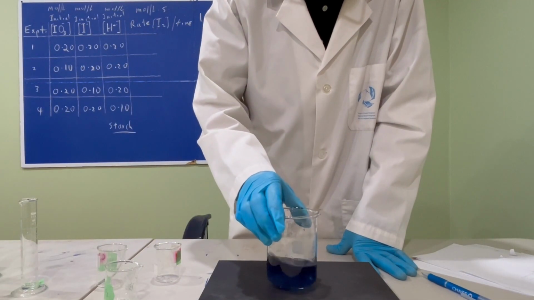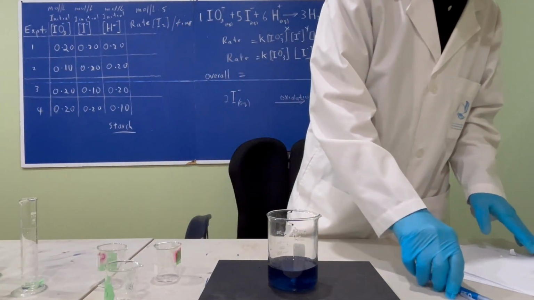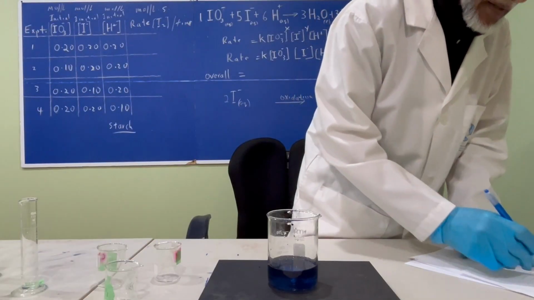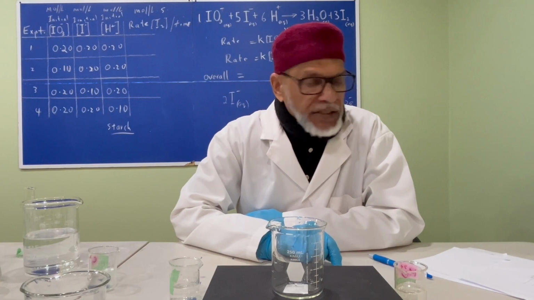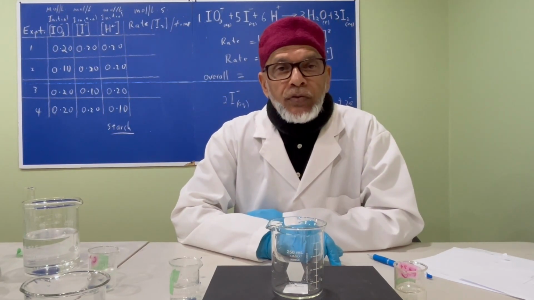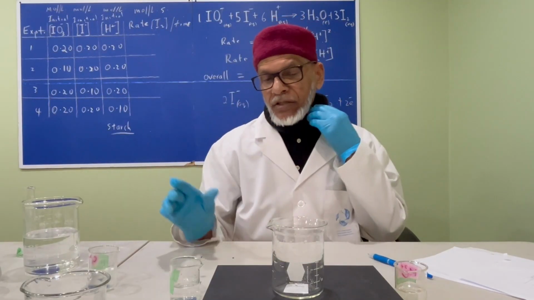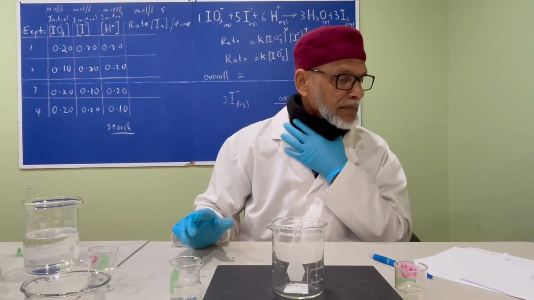What time do you have there? 1 minute, and 1 minute is about 62 seconds. In this third experiment, we are reducing the concentration of the iodide ion from 0.2 mole per liter to 0.1 mole per liter, and we have retained the initial concentrations of the hydrogen ions and the iodate ions.